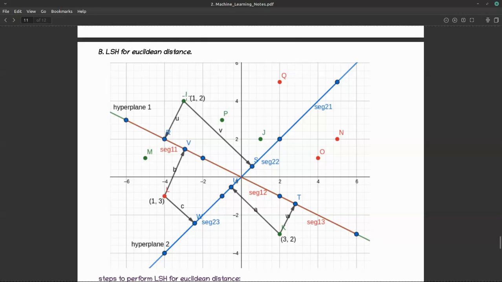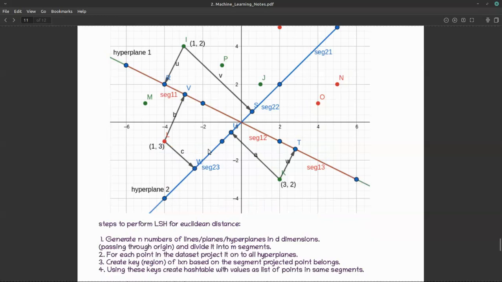Correct. So this is 1, this is 2, because it is falling on segment 1 on hyperplane 1, segment 2 on hyperplane 2, like this. And after creating all the buckets, we know all the nearest neighbors. So given the query point, just go to that bucket and perform cosine similarity or anything.